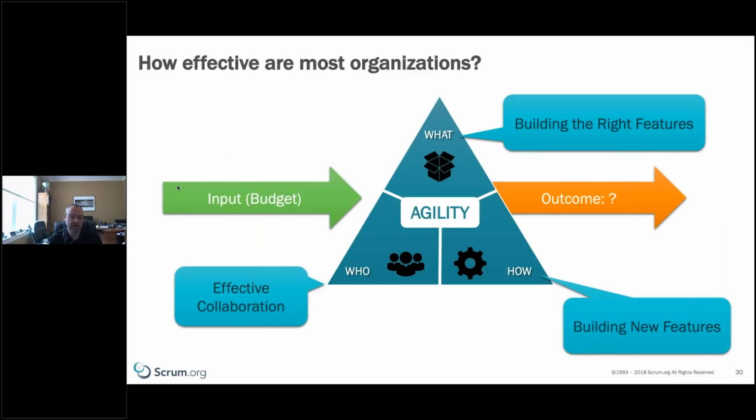And we've got lots of inputs, things like budget. We're collaborating. We're going to build new features, and hopefully we're building the right features. Those are the outcomes. And how effective are most organizations in doing this? Generally, they're not. The budgets, yeah, we know what we're going to build, or we know what we're being given from a budget perspective to build. We know kind of what we think we want, but are we really effective in building the right features? The what? Are we getting the right outcomes, and how are we measuring those outcomes? And that becomes just that much more important.